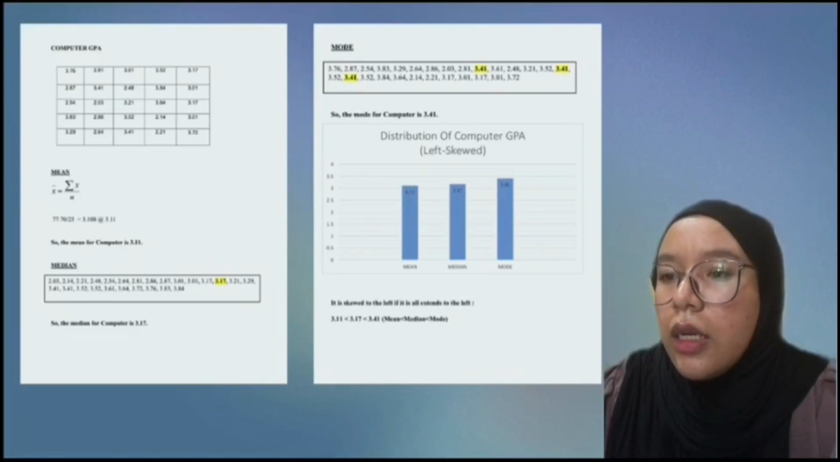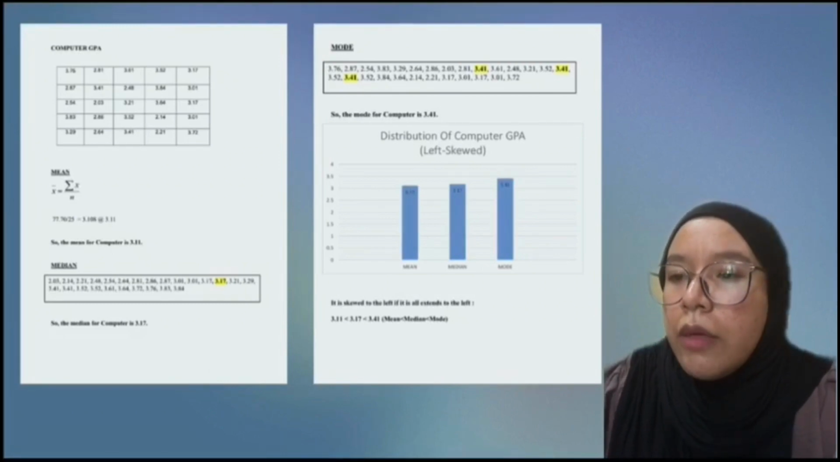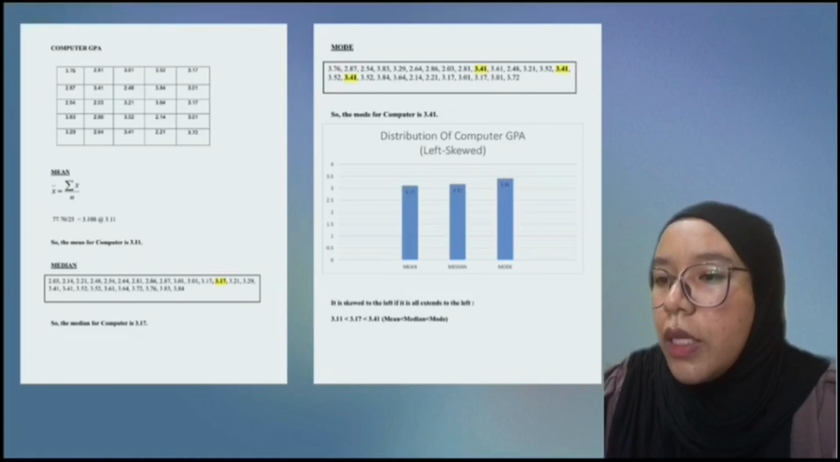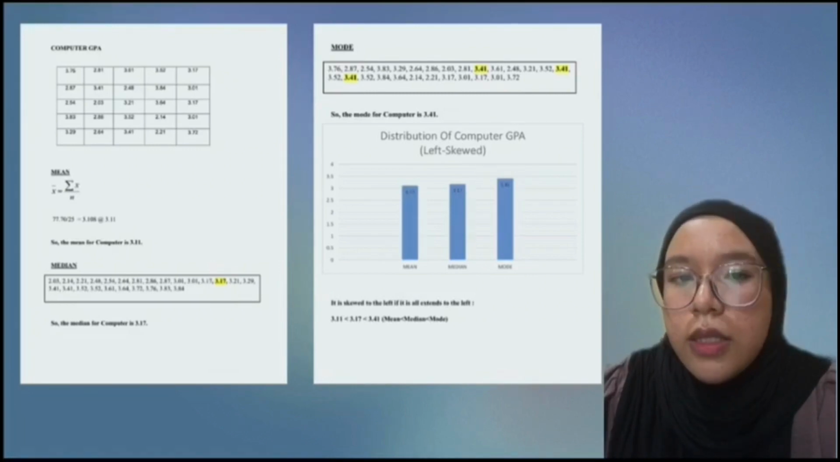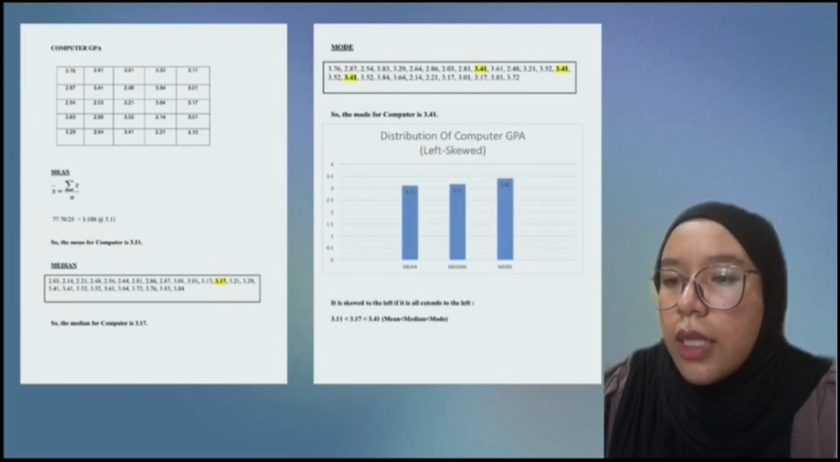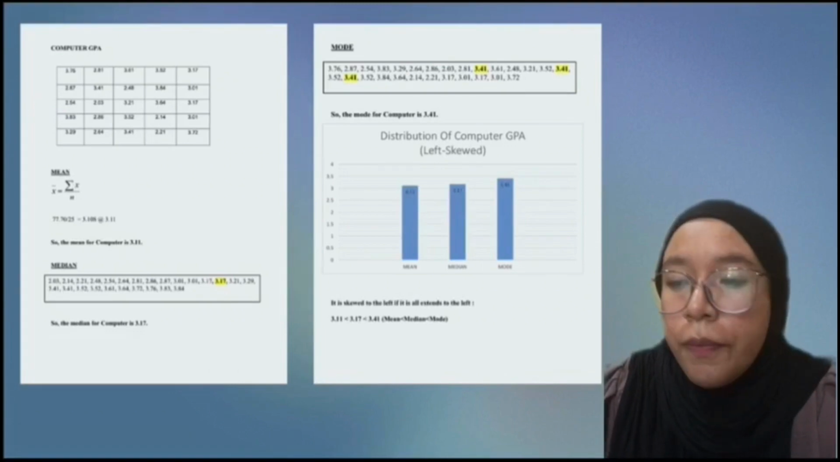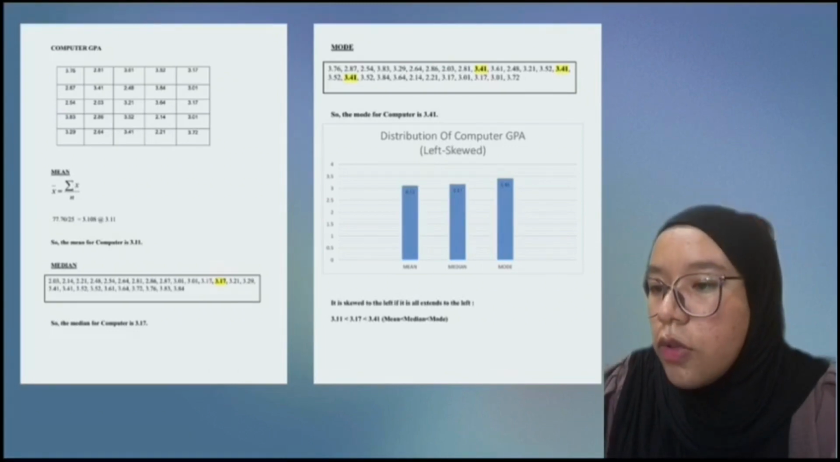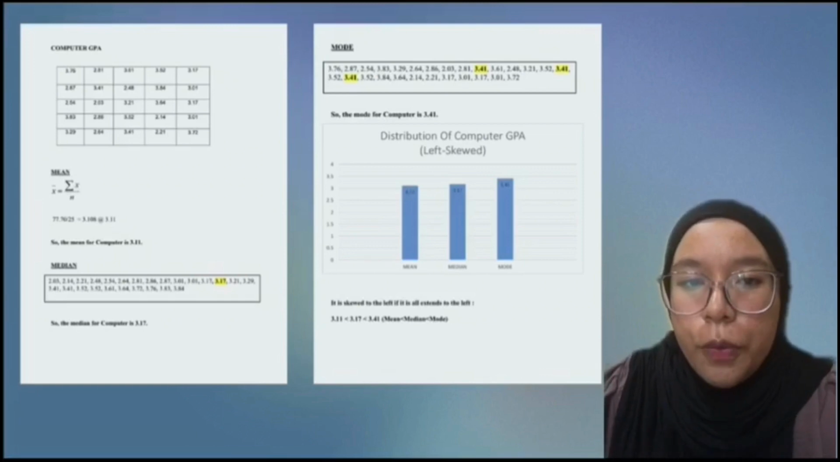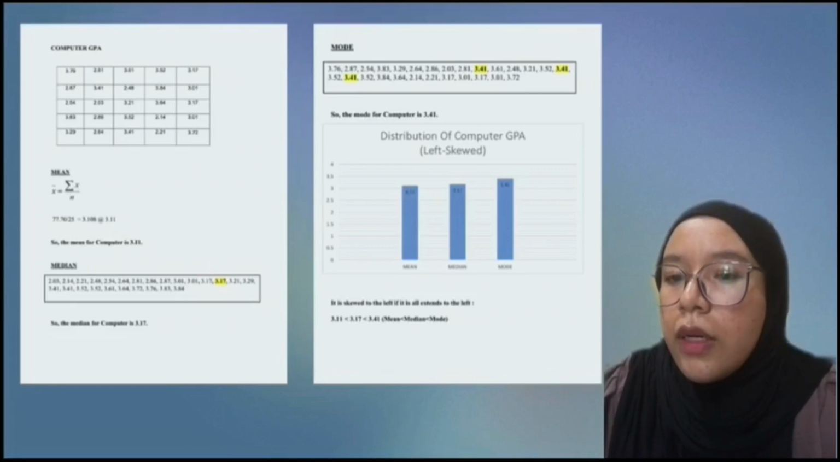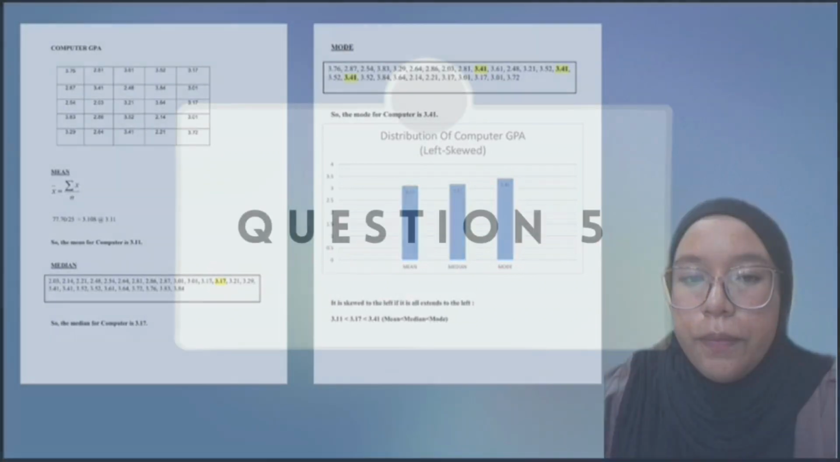Next, the median is the value that lies in the middle of the data when the data set is ordered. The median is the middle data entry for an odd number. So the answer for median for computer GPA is 3.17. Meanwhile, mode is the data entry that occurs with the greatest frequency. As you can see, the answer for mode for computer GPA is 3.41. And there is also a graph for distribution for computer GPA. Based on the graph, it is skewed to the left, as it extends to the left.